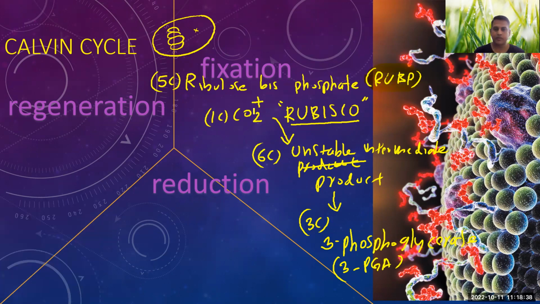Okay. So let's see this reaction again. RUBP and carbon dioxide make an unstable product, and then it splits into 3 carbon 3 phosphoglycerate. This is catalyzed by the enzyme Rubisco. So this first reaction is called carbon dioxide fixation. Carbon dioxide plus ribulose bisphosphate gives 3-PGA, and the enzyme is Rubisco.